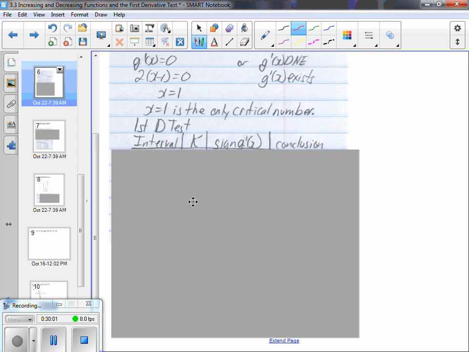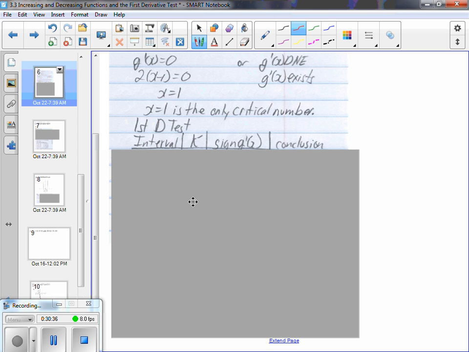All right. In our table, we're going to have interval as our first column. K, which stands for constant, because constant begins with a K. And it's just going to be a number we pick out that's in that interval. Then we're going to write down what the sign of the derivative equals. So sign of, in this case, g prime of x. Usually it's f prime of x. And then we're going to have a conclusion. And our conclusion is going to be whether or not our function is increasing or decreasing.